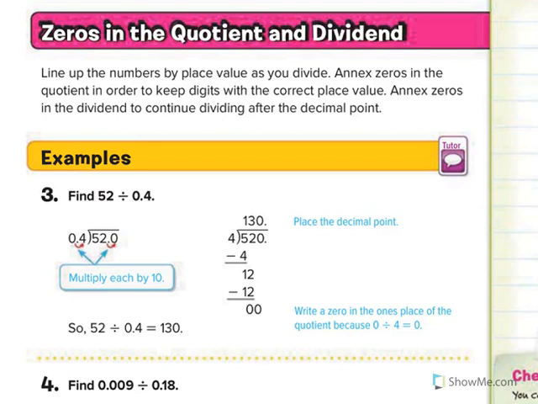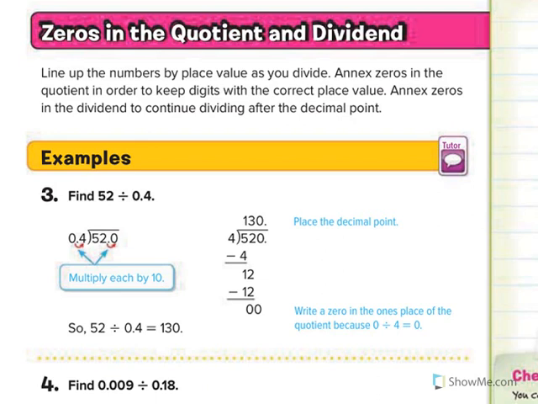Now let's look at example 3. It's important to know that sometimes you may need to annex zeros in different places, whether it be in your dividend or in your quotient, in order to make sure that all the place value is accounted for correctly and everything is lined up. So let's take a look at example 3, 52 divided by 4/10.